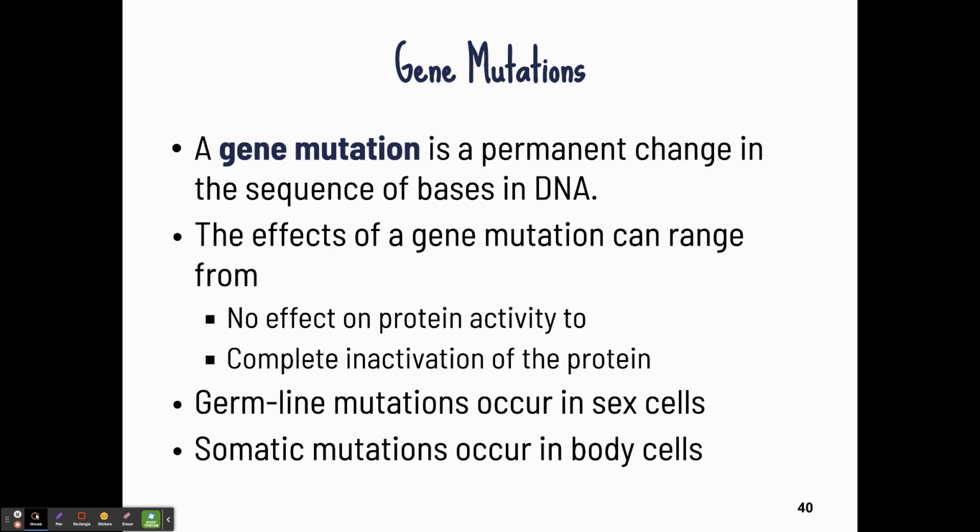If it's a germline mutation, it occurs in the sex cells, meaning that these can be passed on. So any type of mutation that occurs in your germline can then be passed on into our sex cells. If it's a somatic cell mutation, the somatic cells are your body cells, and these mutations you don't pass on to your offspring. These are only occurring in your own specific body cells.